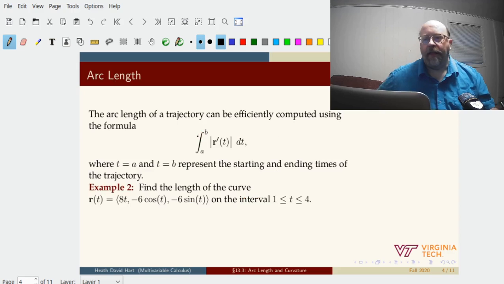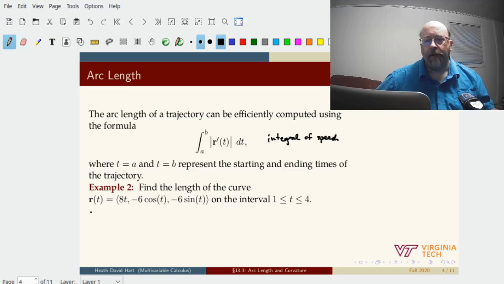And there's an efficient formula for computing the arc length. It is the integral of the speed of the trajectory, which is the magnitude of the velocity. So this is the integral of speed. So let's try this example. We want to find the length of this curve between times 1 and 4.